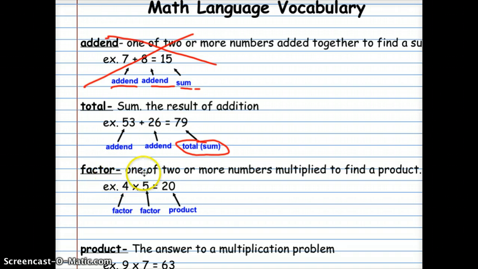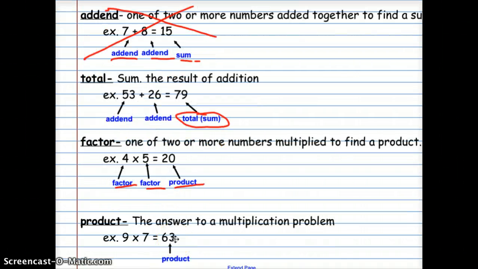Factor is one of two or more numbers multiplied to find a product. Again, factor, product. And product is the answer to a multiplication problem.